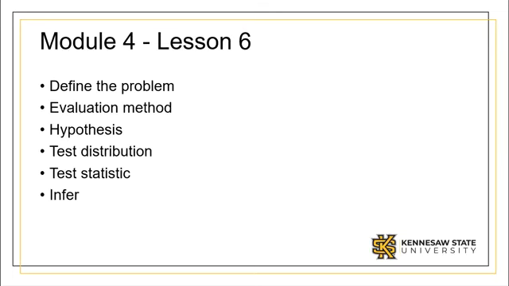Next, decide if the problem will be evaluated by a one-tail or two-tail test. We need to frame a null hypothesis and an alternative hypothesis. Identify your test distribution and corresponding critical value. The critical value is a measure of the risk we are willing to accept if we are wrong. In other words, the alpha.